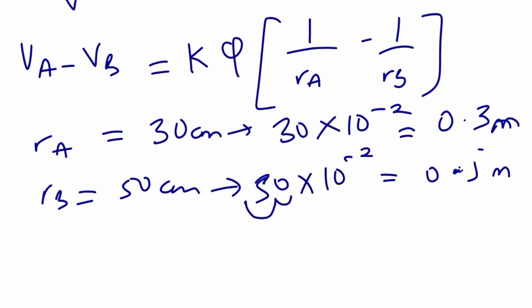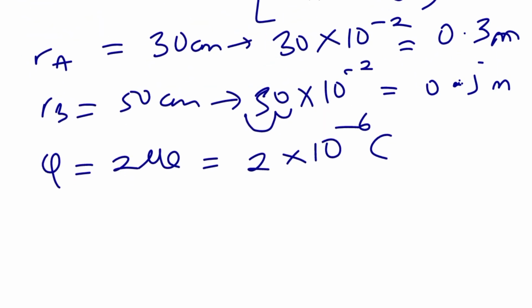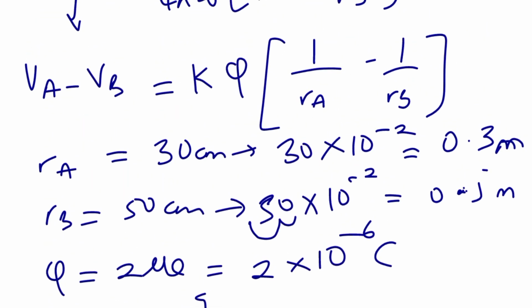Now, what is the value of the charge we are given? The value of the charge is 2 microcoulomb, so Q equals 2 microcoulomb, which is the same thing as 2 times 10 to the power of -6 coulomb. So we've written down the givens. For K, we know K is a constant, K equals 9 times 10 to the power of 9. All we need to do is substitute into the equation.